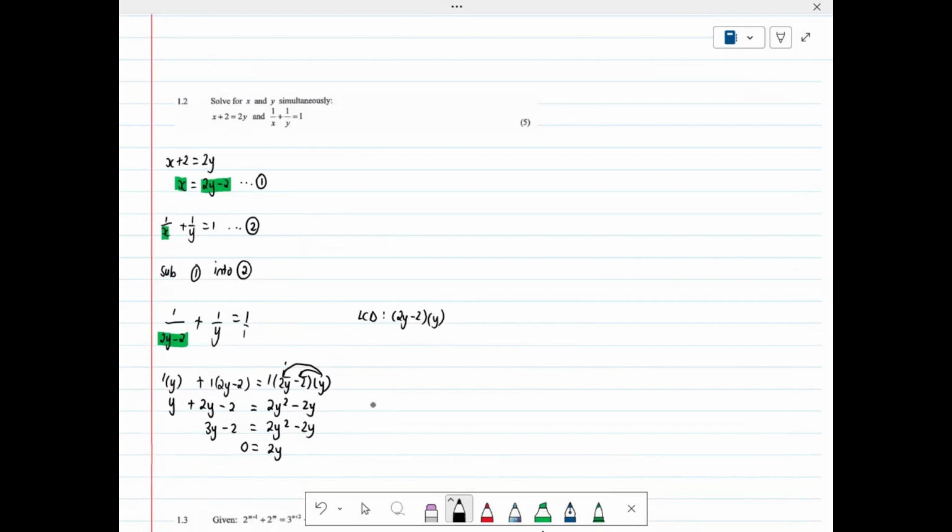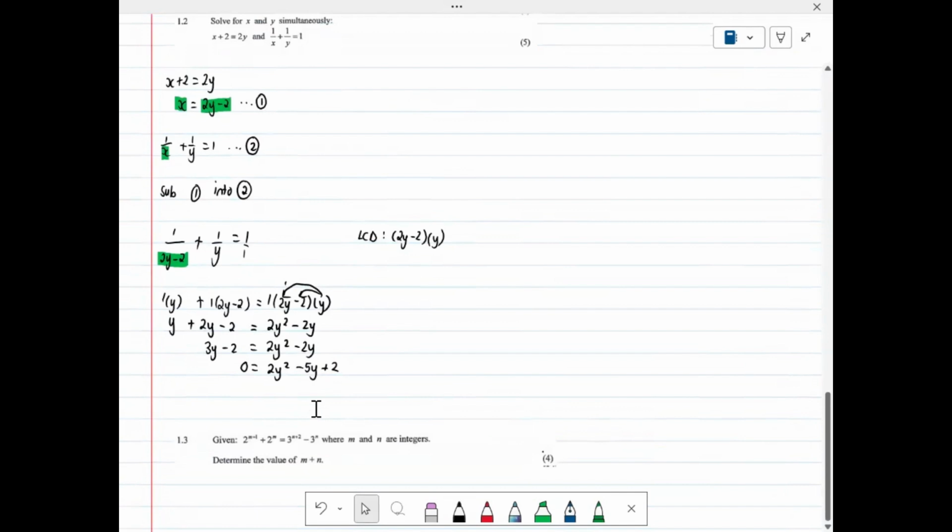So we have 2y squared minus 5y minus 2, positive 2 when we take it over actually. And now we're going to factorize. We're factorizing, and in this case, we're factorizing when y squared has a coefficient and the last term.